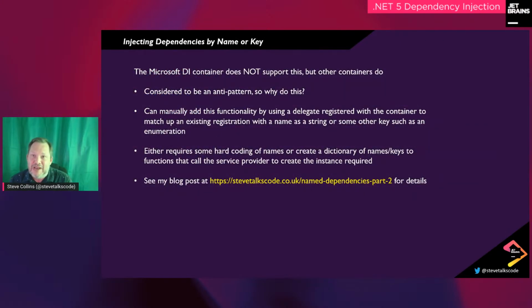A feature that is supported by other containers, such as Autofac, is being able to specify a dependency to be resolved by the container using a string name or a key. It's considered a bit of an anti-pattern, as it comes back to the idea that your application code shouldn't really know about the container's mechanics. But what if you could do it without your class having to know about the container?